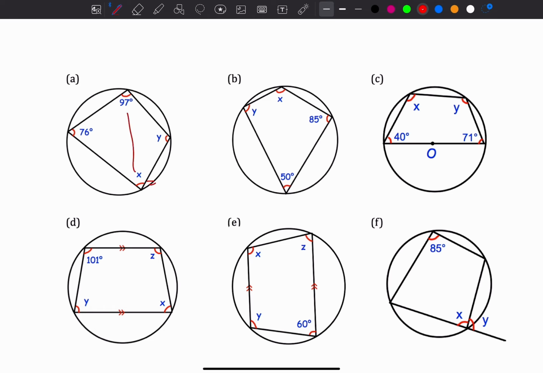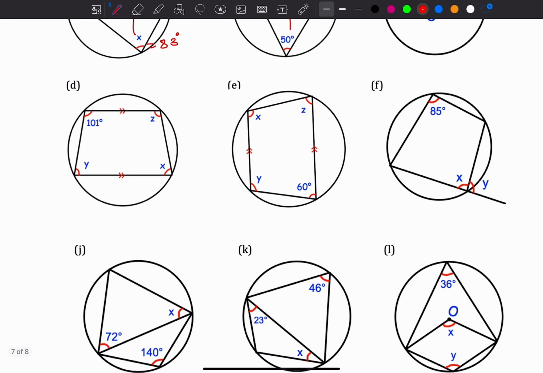Right, x is opposite of that one. What's that? 180 minus 97, which is 83 on this one. And the other one is 180 minus 76, which is 104. Y is 104. Opposite, that's 130. 180 minus 85, which is 95. Then 180 minus 140, there you go, take it away, 109 is it?